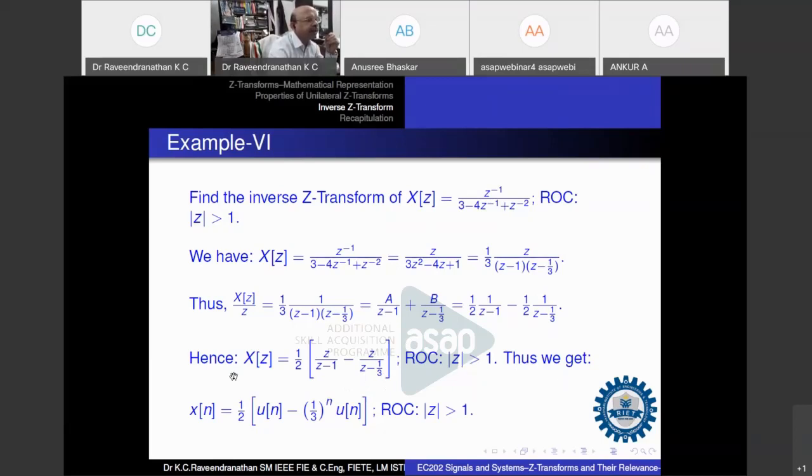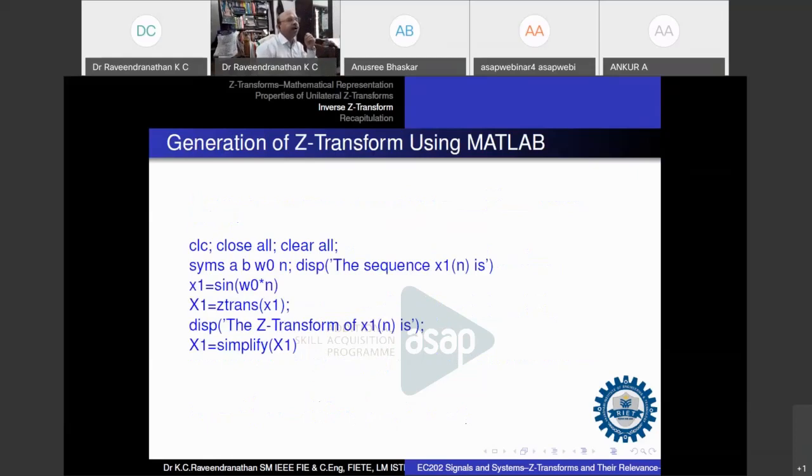So thus you take the inverse z transform of these two expressions. This will get you u of n, and this will get you 1 by 3 to the power n u of n, with the region of convergence. So we have seen that. Now we can generate the z transform using MATLAB. We will do that.